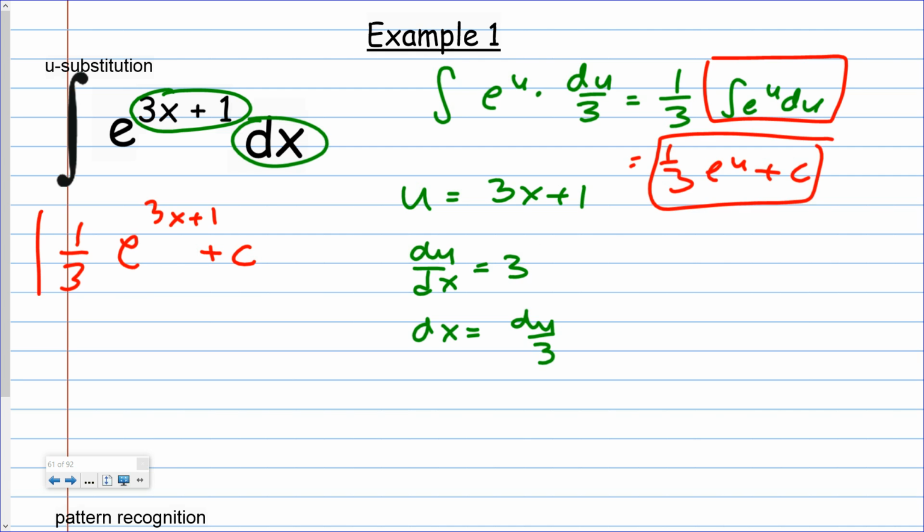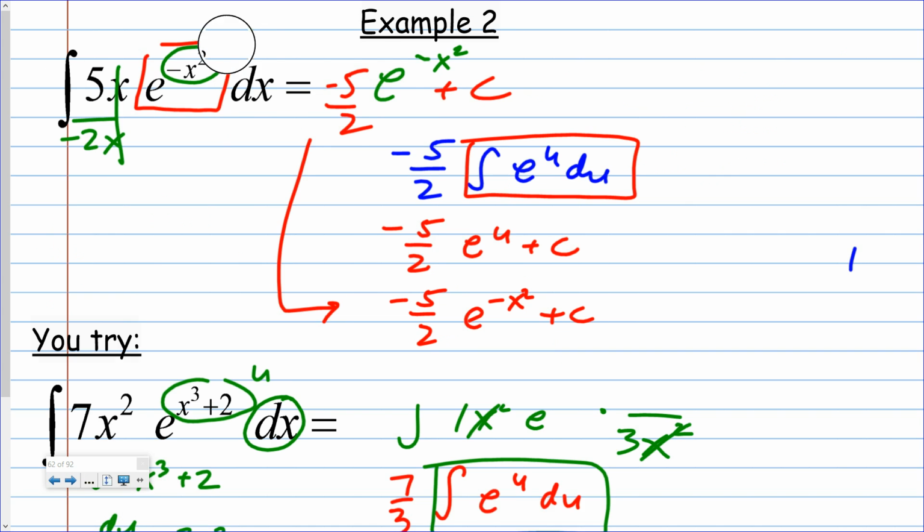Okay, but you notice it's not the right answer. Why not? Because you need to put your u back in. Okay, but it's the exact same thing as when we did pattern recognition. So make sure you put your u back in. All right, so let's do another problem. And let me show you how to do this.